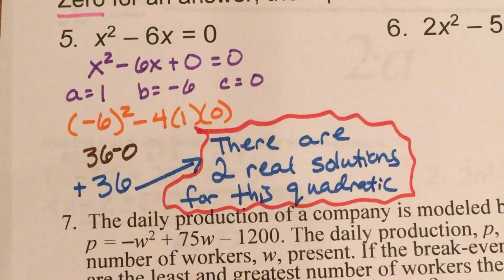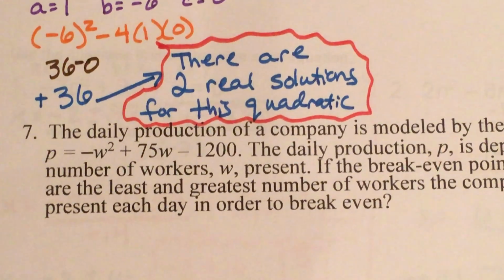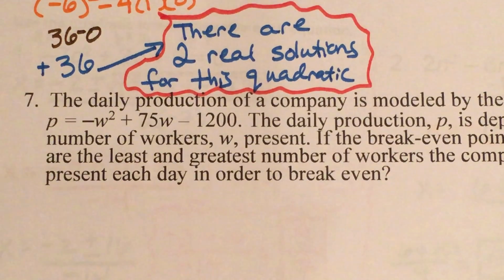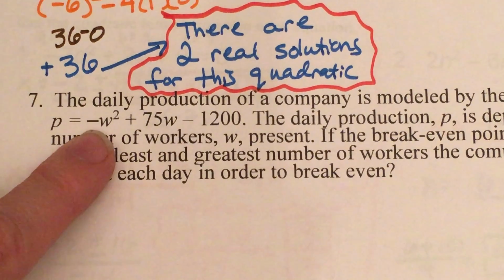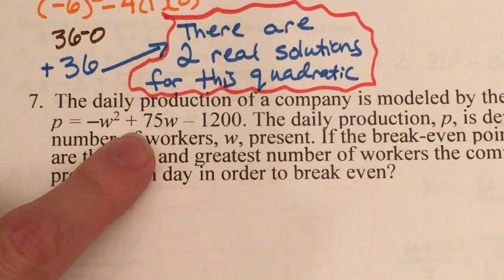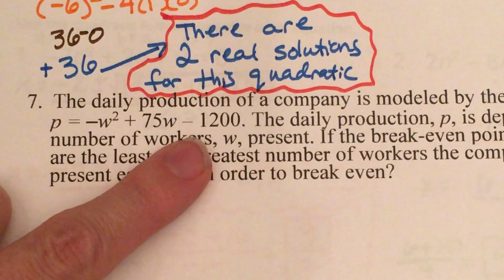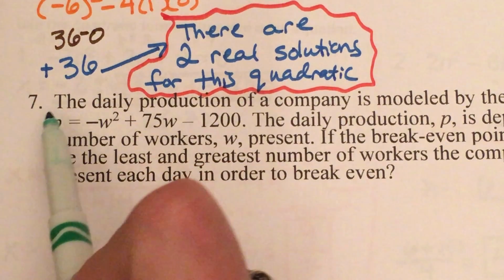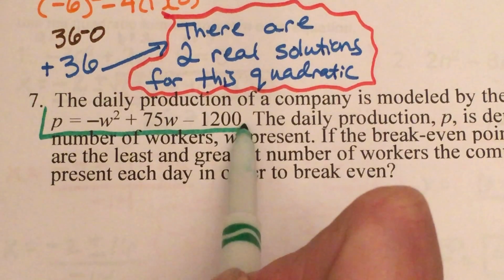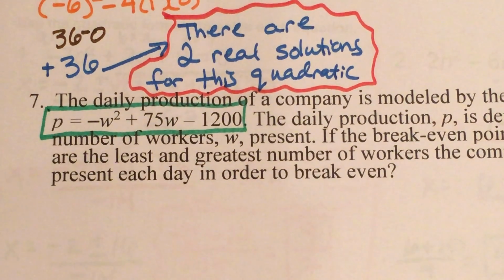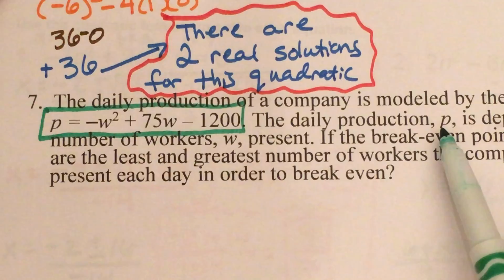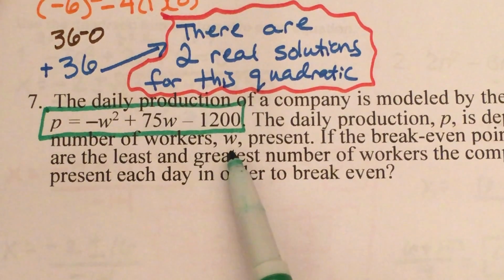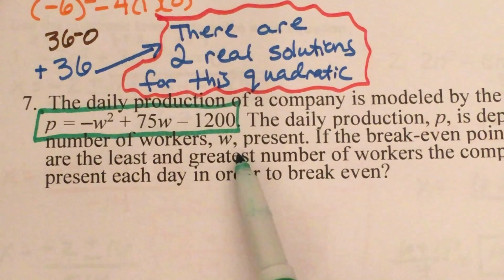So it's application time. The daily production of a company is modeled by the function P equals negative W squared plus 75W minus 1,200. We probably ought to box that up. I bet that's going to be really important. The daily production, P, is dependent on the number of workers, W, that are present.